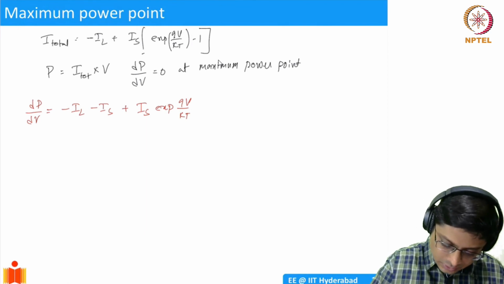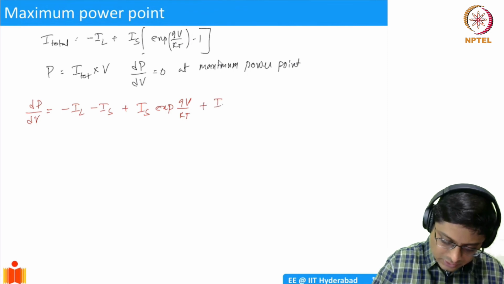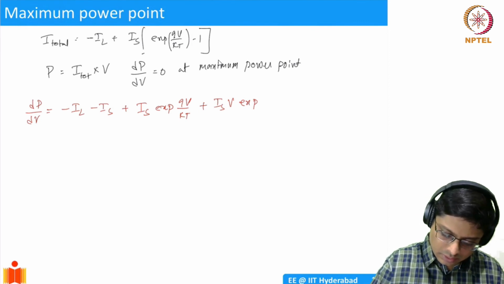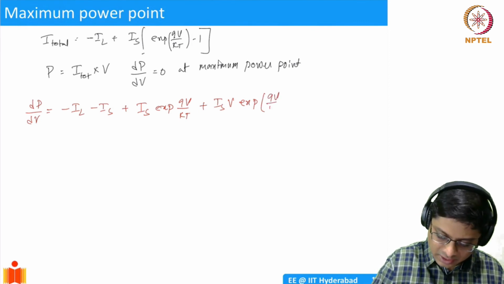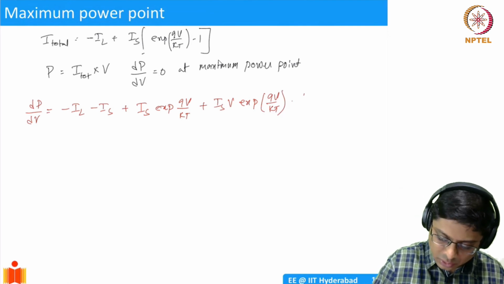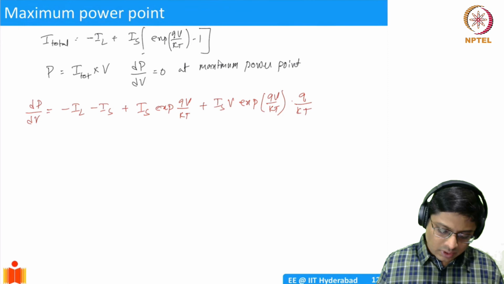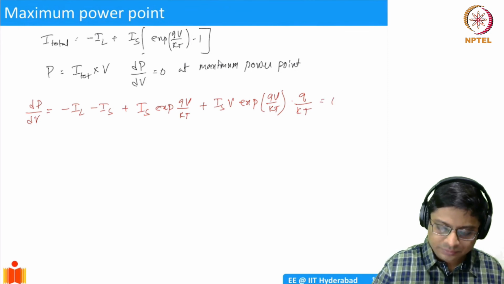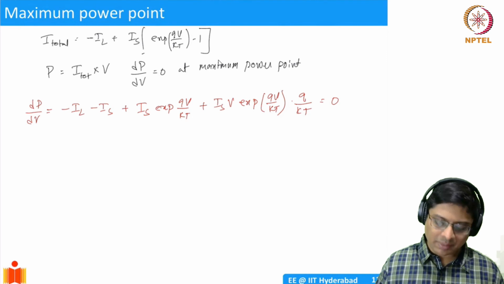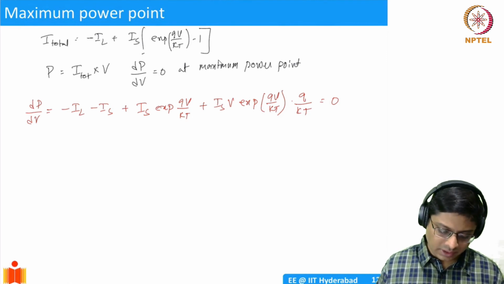So there's going to be plus IS into voltage times exponential QV by KT, and then I have to take Q by KT. So there will be into Q by KT. So this has to be equal to 0. That is the condition, that is the voltage at which you get the maximum power, right?